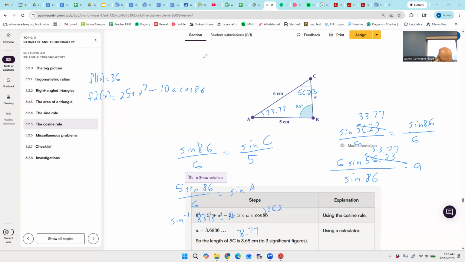So I graph it. And they do get 3.68. Well, I'm so confused. I don't know why the law of sines isn't working. I'll get back to you on that. Okay, we're gonna move on.